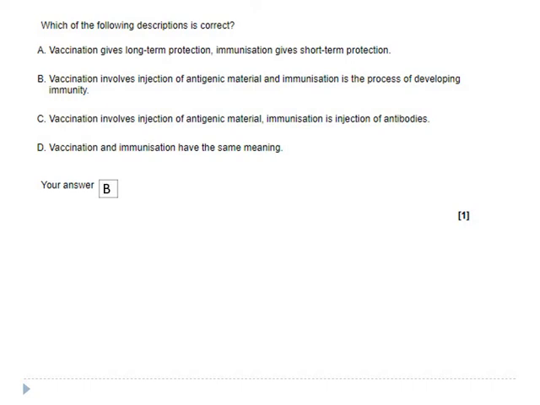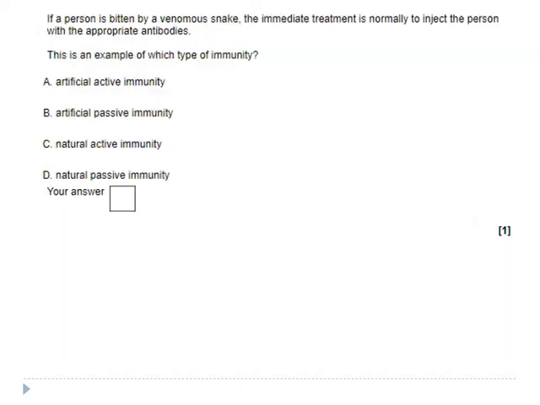Okay, so which is correct? This is what we talked about, the difference between immunisation and vaccination. Vaccination is the injection of the material itself, and immunisation is actually developing the immunity. Next question. Okay, so, a person bitten by a venomous snake, you inject the person with appropriate antibodies, so this is going to be artificial because it's man-made, and it's going to be passive because your body's not producing the antibodies.